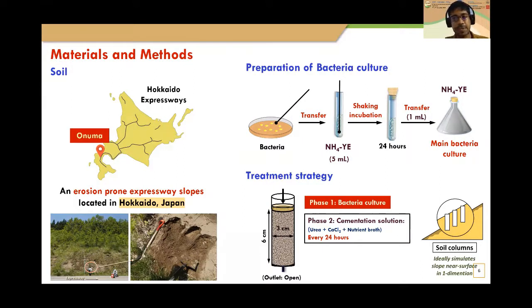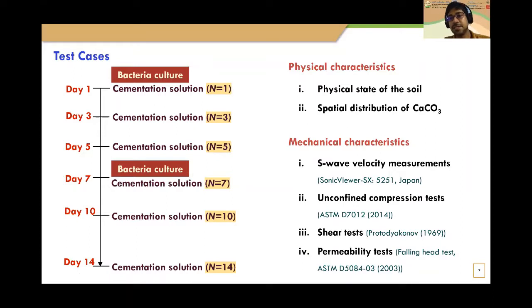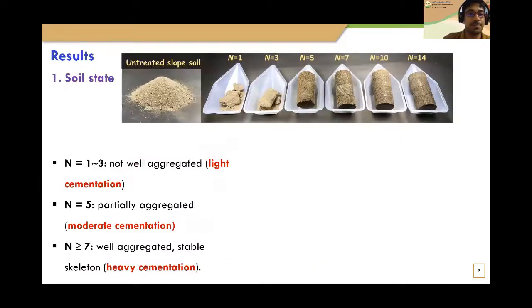Both the solutions were introduced at the surface of the soil columns and allowed to percolate under gravity and capillary forces. The outlet was kept open throughout the experimentation. There are a number of test cases. In order to achieve different levels of calcium carbonate within the samples, different treatment durations were maintained. Accordingly, the treatment was performed from day 1 to day 14, as shown in this diagram. And at the end of the treatment, the given physical and mechanical characteristics were studied comprehensively.